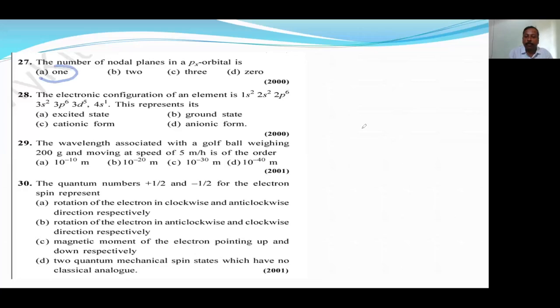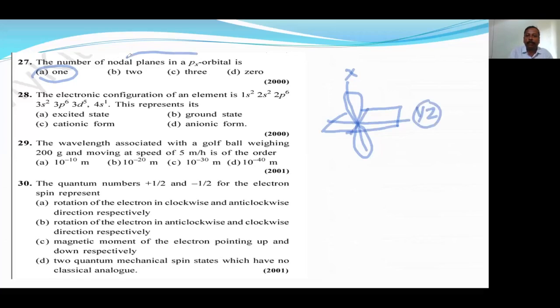See here, suppose this is Px. So this is the x axis. So which plane will it be now? Y and z plane. The YZ plane will be the nodal plane. Understood? Then the electronic configuration 3d5 4s1. This is the chromium configuration, the chromium ground state configuration only. The 28th answer will be B, ground state configuration.